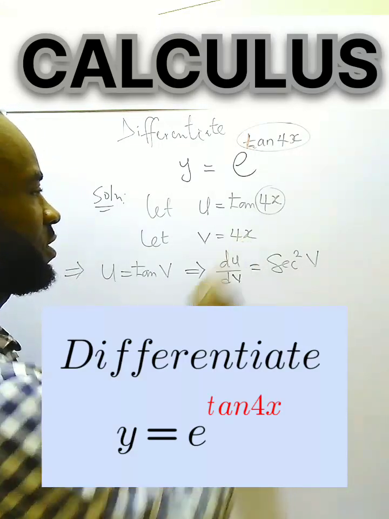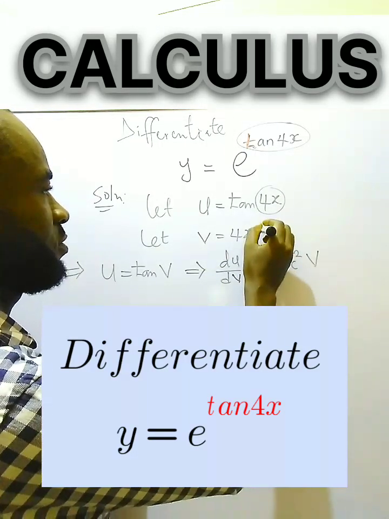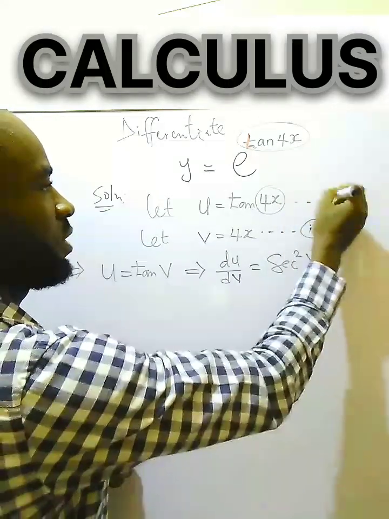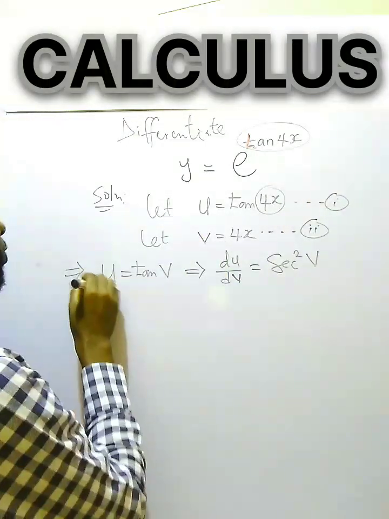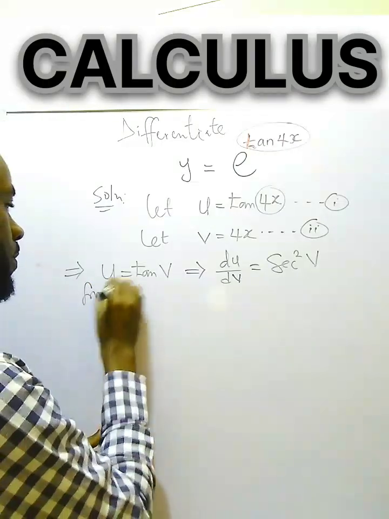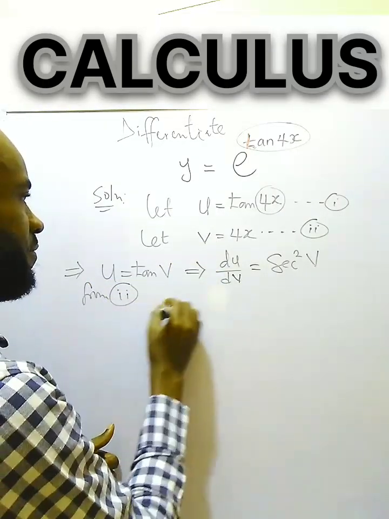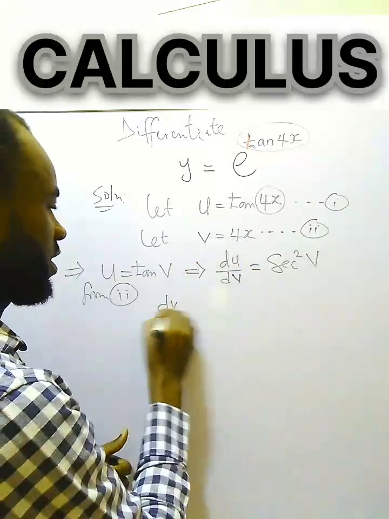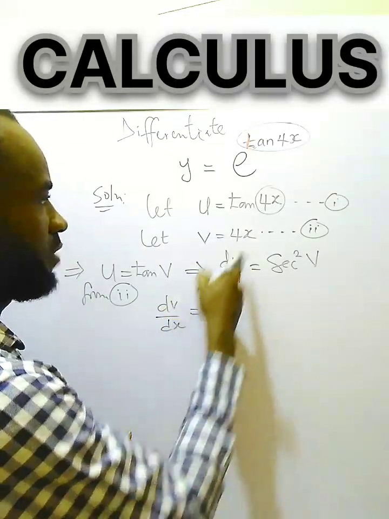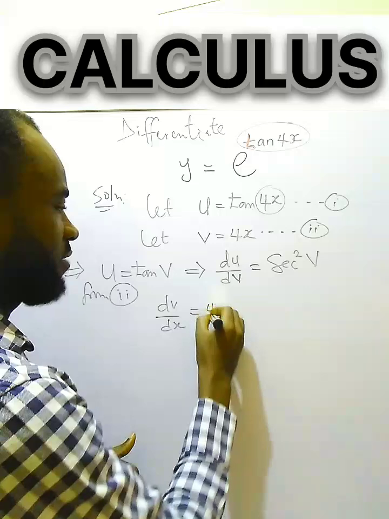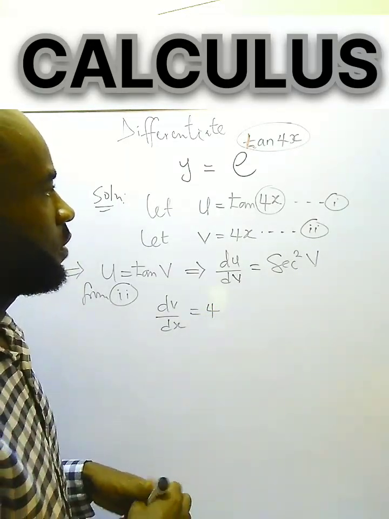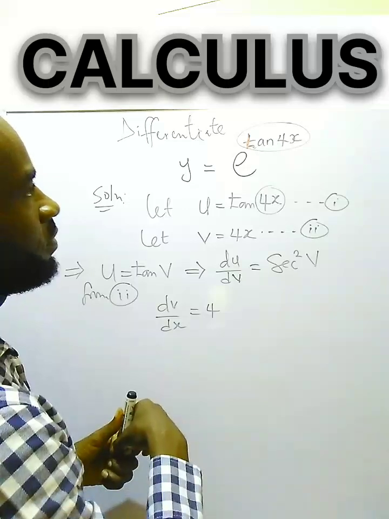Now let's come back to this. Let me call this equation 2. Let me call this equation 1. So from equation 2, if I differentiate this, dv/dx, what I'm going to have is 4. Can you see that? Okay, now let's go.